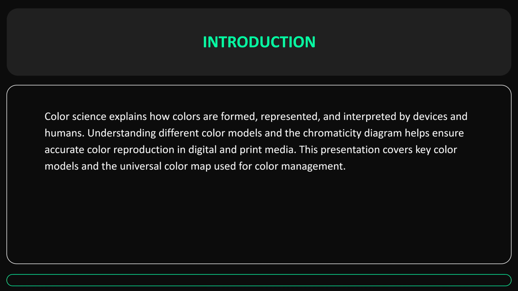Color science is the fundamental concept that explains how colors are formed and represented in devices and how they are reached to the human eye. Understanding different color models and chromaticity diagrams explains how this color science works, and we can understand how colors are converted from displays to paper print.